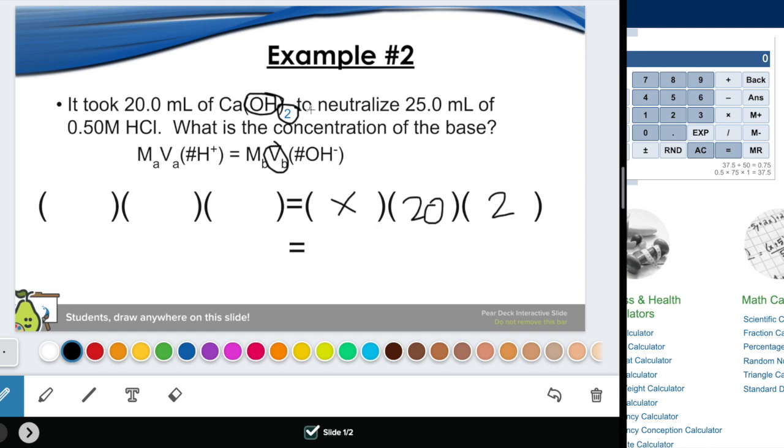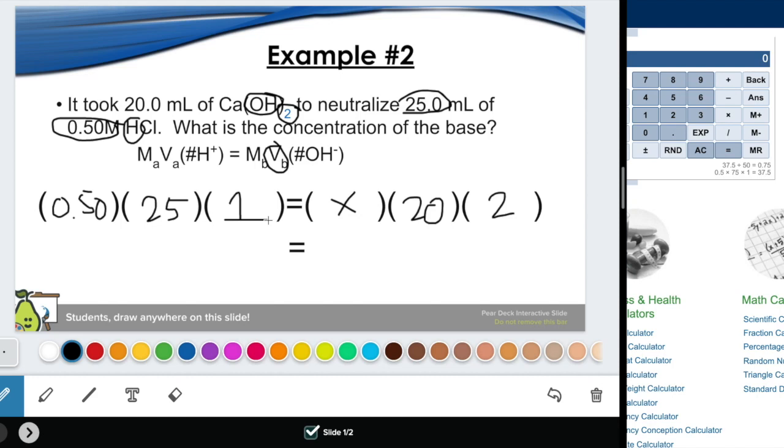And then it says it takes 20 milliliters to neutralize 25 milliliters of a 0.5 molar solution. So our molarity is 0.5, and then our volume is 25 milliliters. And then HCl only has 1 hydrogen. So we're going to put a 1 here.